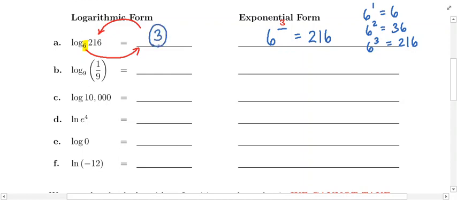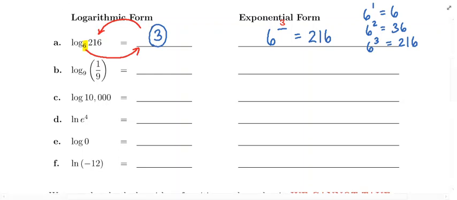The answer is the power that the base has to be raised to in order to get the bigger number. You can see the difference between the two forms. The two statements are equivalent. Log base 6 of 216 equals 3. That's the same thing as saying 6 to the third power equals 216. The logarithmic form contains the logarithm. The exponential form does not. All right, let's try the next one.